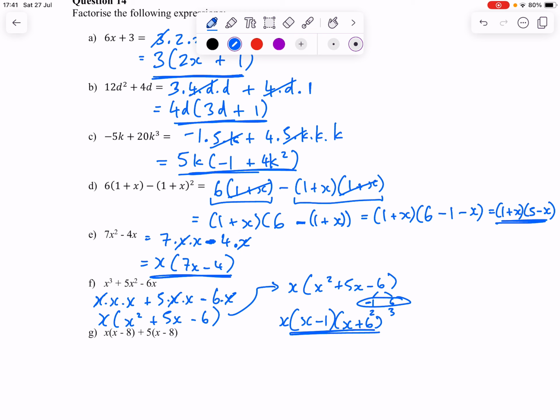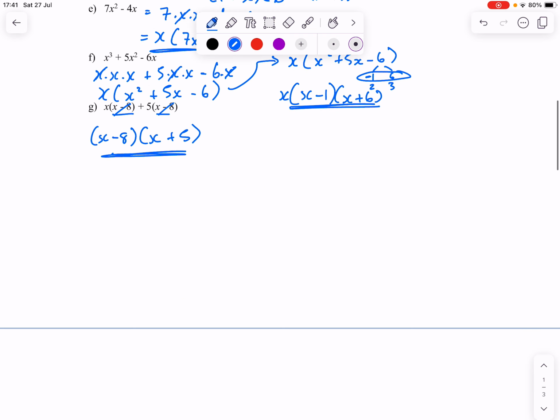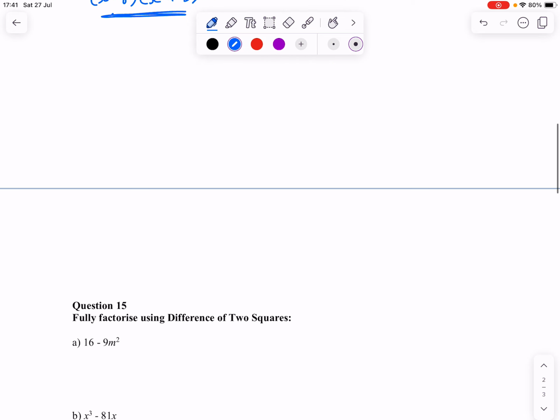This one here, always try common factors first. You see x take 8 and x take 8 in both. So x take 8 goes out the front. What's left over? x plus 5. Underline. That's the first page done.